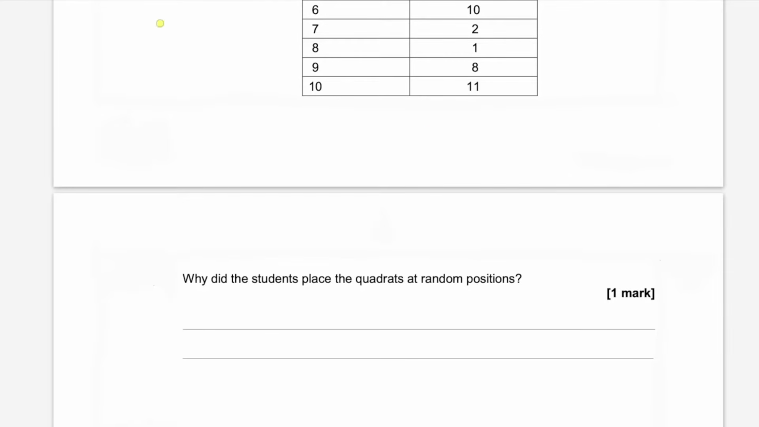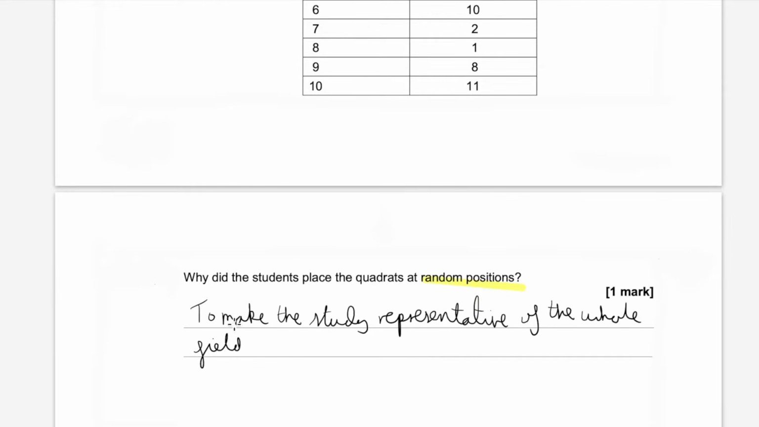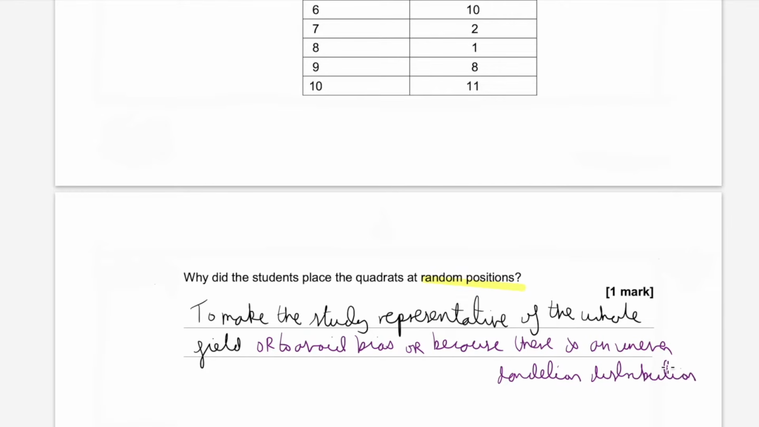The question asks us, why did the students place the quadrats at random positions? Well, the reason for using random positions is to make the study representative of the entire field. You could also have said that it's to reduce bias. So if you chose yourself, you could subconsciously choose the areas with the most dandelions, which would skew your results. Or you could also have said because there was an uneven dandelion distribution in the field.